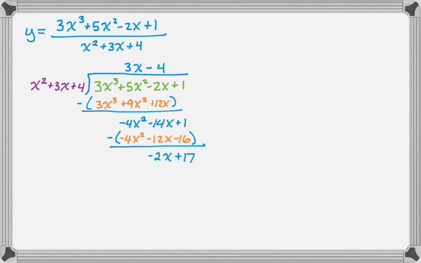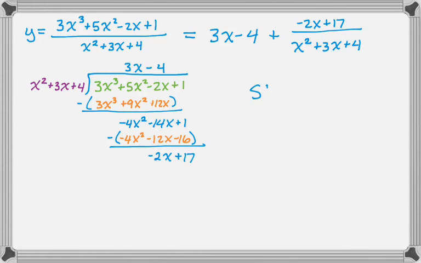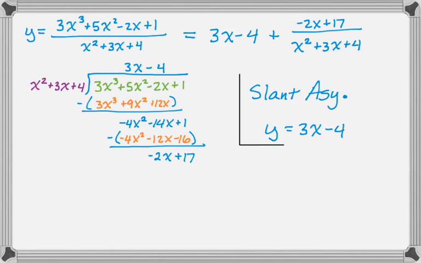As soon as the degree of the polynomial we end up with after the subtraction is less than the degree of the thing we're dividing by, we're done. So we can rewrite the original as 3x minus 4, plus the remainder divided by the divisor. As x gets really, really big, that remainder part doesn't really matter. So the slant asymptote for this function is going to be y equals 3x minus 4.